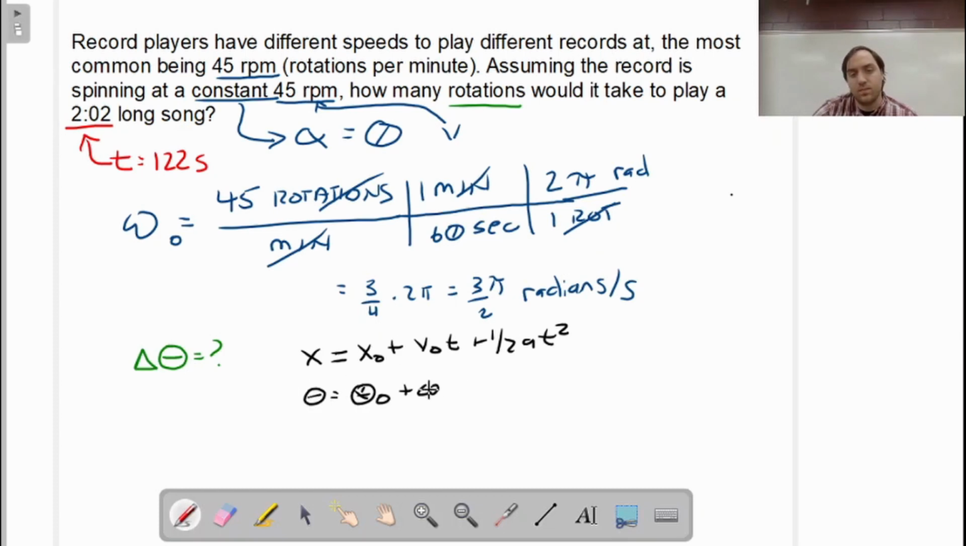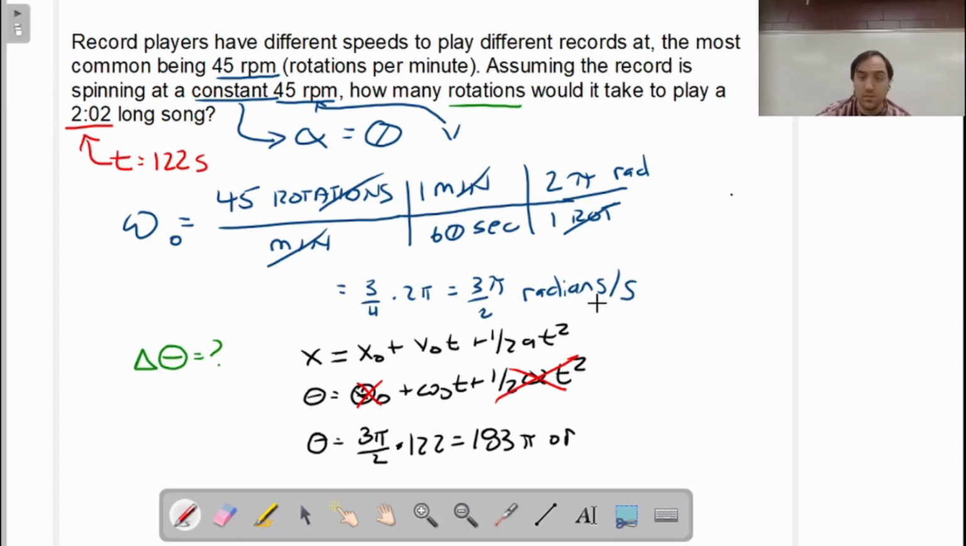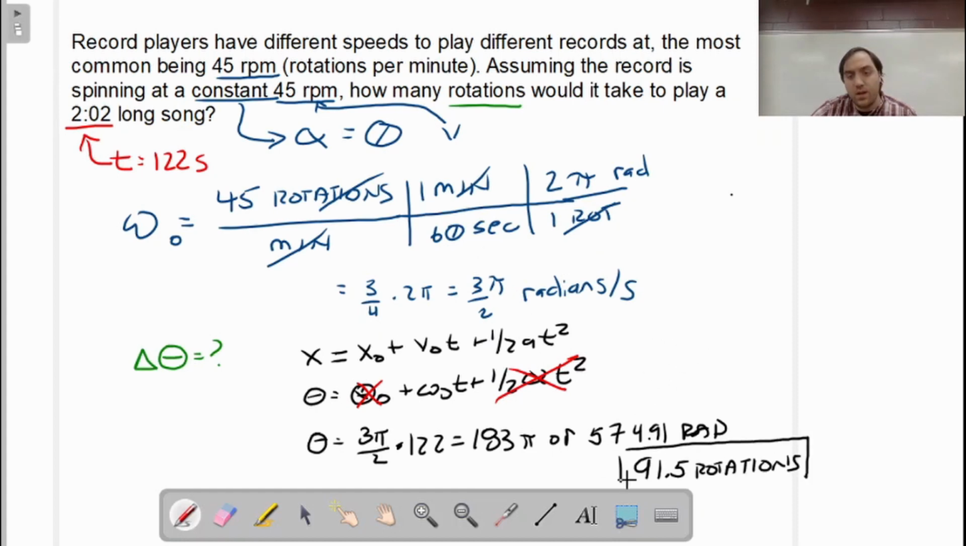Now, this is how we'll do it now. I'm assuming I'm starting from 0. I'm looking for how far I go, or in other words, I'm looking for the delta. This is 0 because my acceleration is 0. So, and again, this is the radians it goes through. So if I want my rotations, I'll need to divide by 2 pi, which gives me 91.5 rotations. It's the exact same process we went through for kinematics. The only difference here is we're moving in a circle, not in a straight line or a projectile.